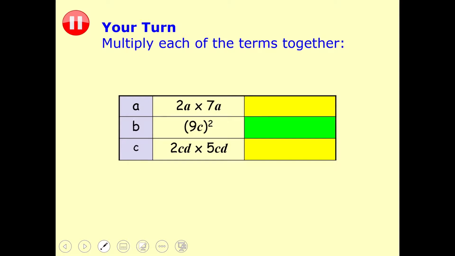Okay, so first one, 2a times 7a. So 2 times 7 is 14, and then you've got a squared on the end.